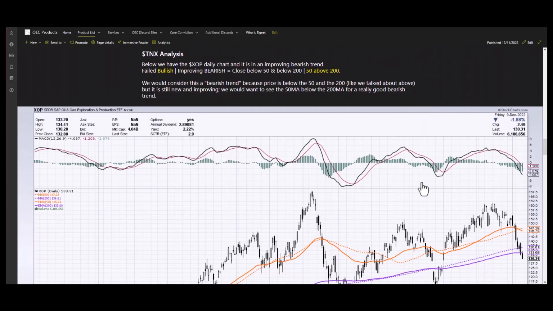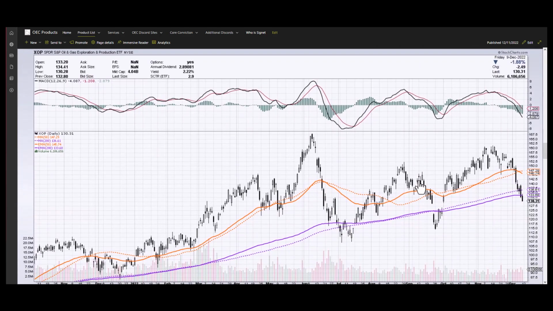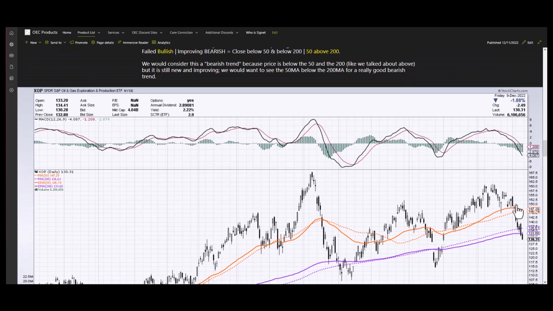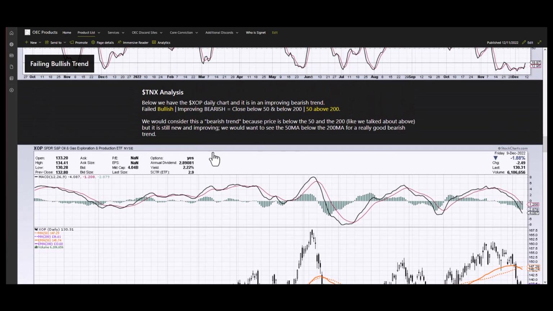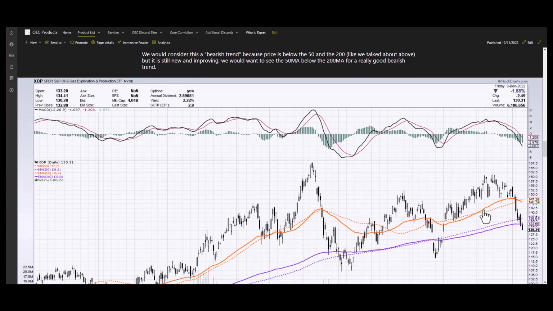Here we've got the XOP. I had to change charts to find one that would give us an example of what we're looking for. So here, price has broke below both moving averages. The 50 has turned over. The 200 has just slightly started to point lower, and yet we're still in a bullish trend because the 50 is above the 200. But we really couldn't call this bullish, right? I mean, if I look at this, I don't think bullish.